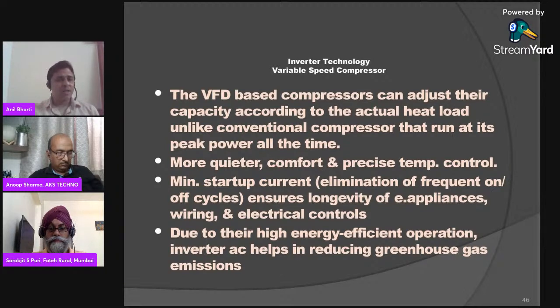And at last, due to the high energy efficient operations, these inverter ACs help in reducing greenhouse gas emissions.